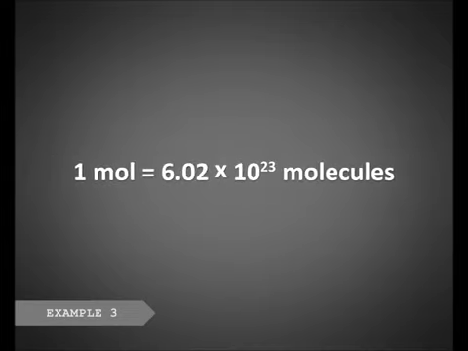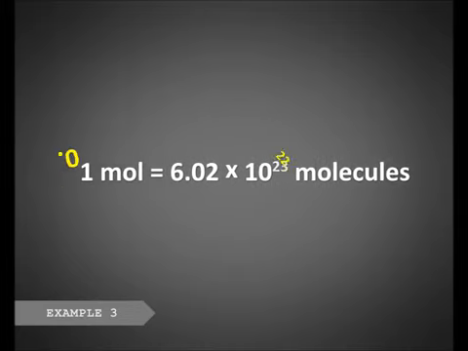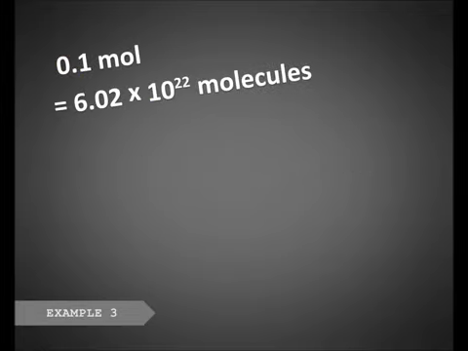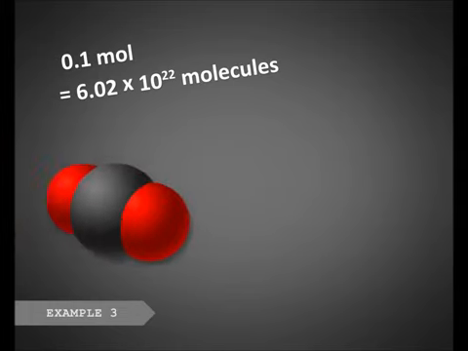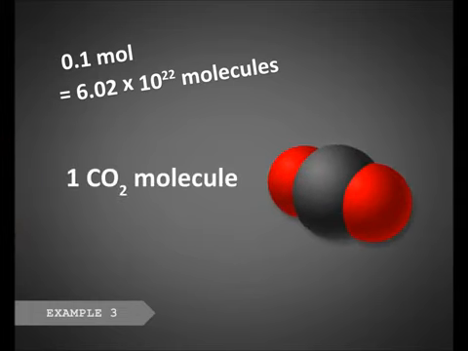First, how many carbon dioxide molecules are there in 1/10 of a mole? It must be 1/10 of Avogadro's number. So there are 6.02 times 10 to the 22nd power carbon dioxide molecules in 1/10 of a mole. So how many carbon and oxygen atoms are there in this amount of carbon dioxide molecules?